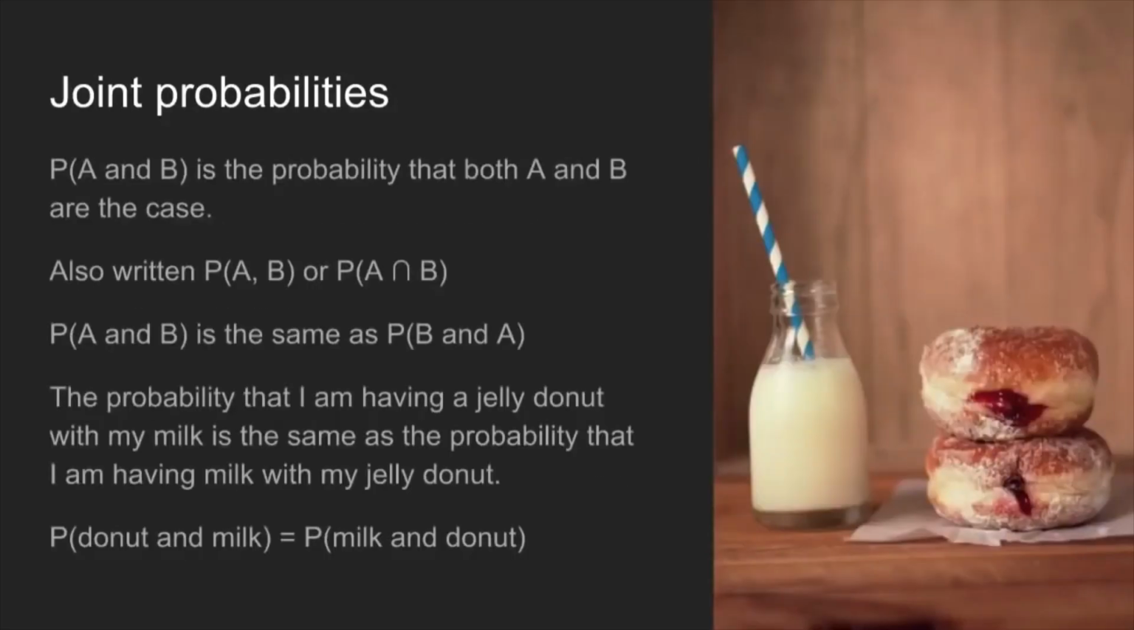Joint probabilities are different than conditional probabilities. Here, the probability that A and B is the case is the same as the probability that B and A is the case. So the probability that I'm having a jelly donut with my milk is the same as the probability that I'm having a milk with my jelly donut. These two situations are identical, so we can swap the order.